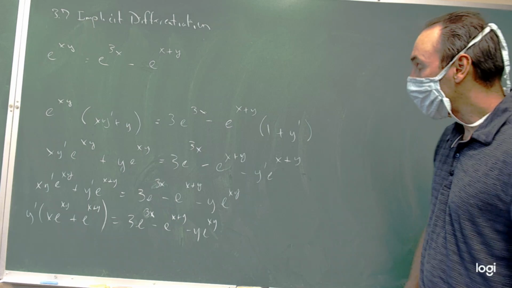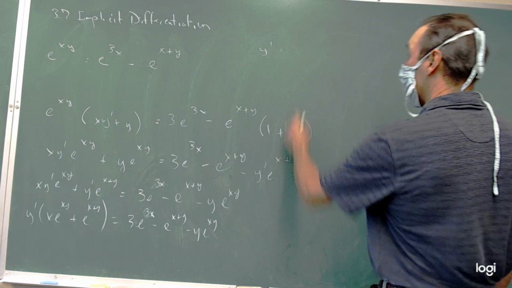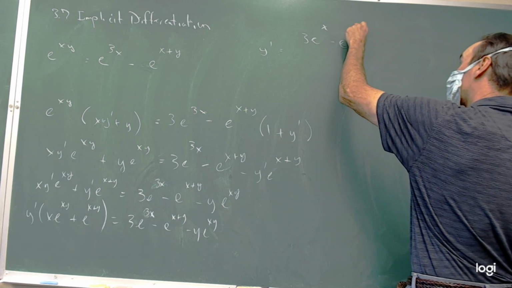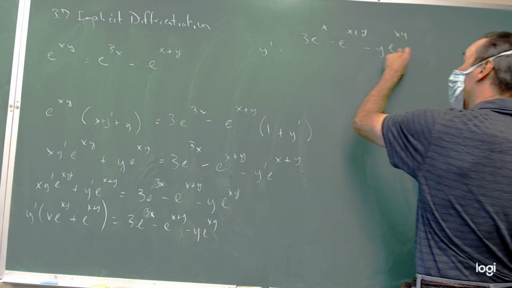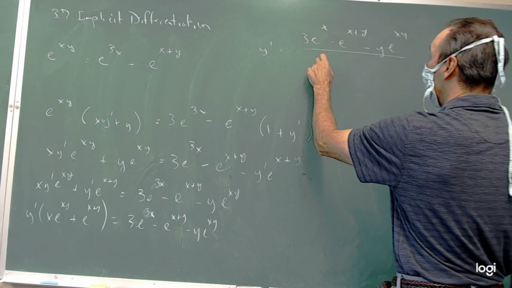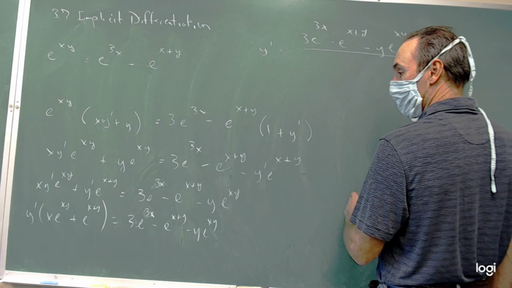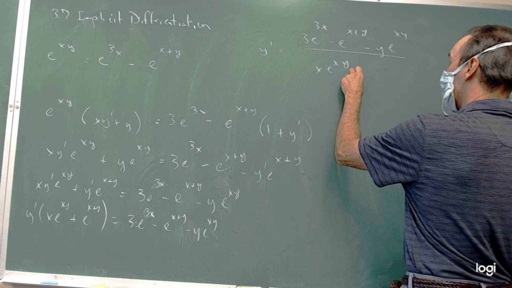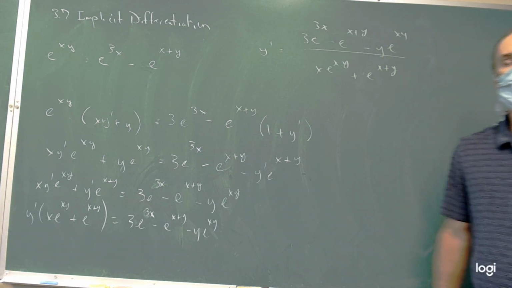And then we divide all that mess to the other side, giving us 3e to the 3x minus e to the x plus y minus y e to the xy all over x e to the xy plus e to the x plus y. Does that look right?